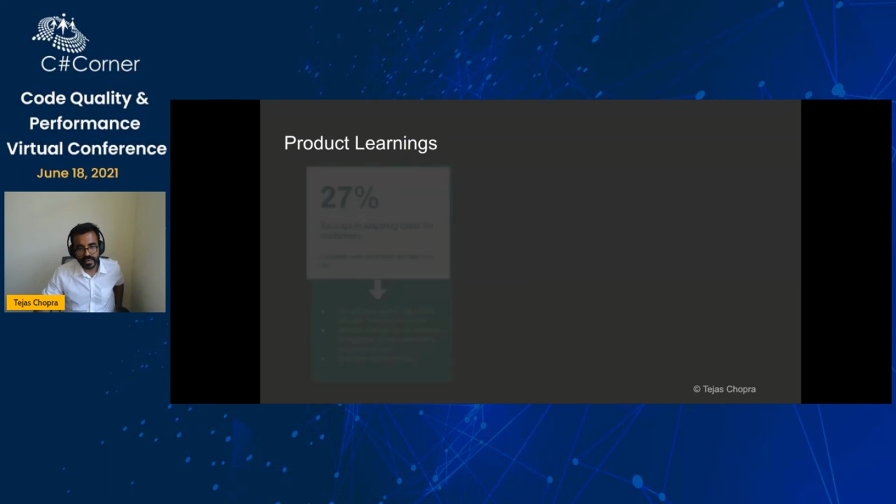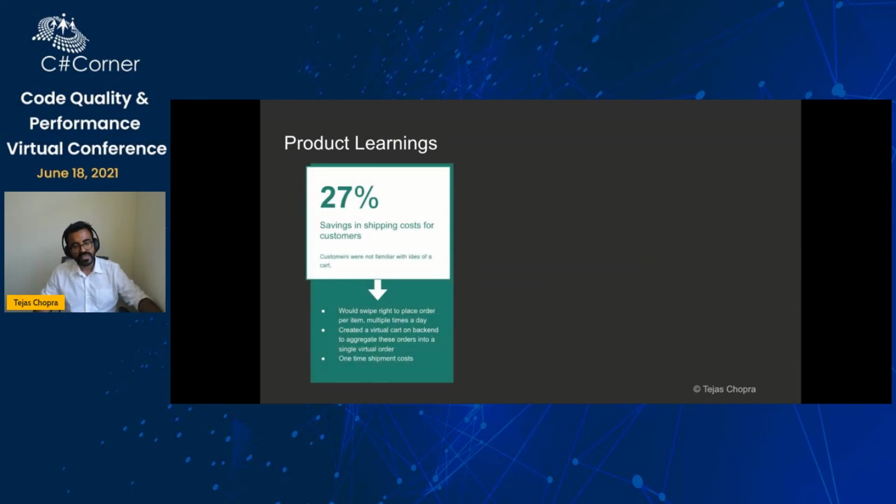Then come the product learnings. First and foremost, we gave customers this notion of a cart, but we understood that customers were not able to grasp this concept of a cart. For them, placing an order by doing a swipe was much easier and a better user experience than saving it in a cart and at the end of the day trying to place an order on the cart.